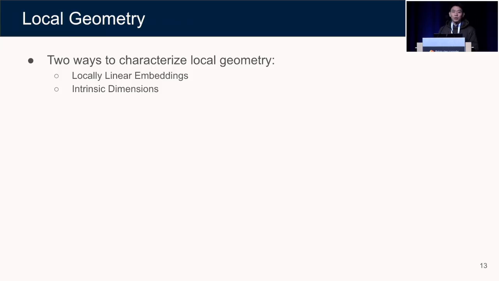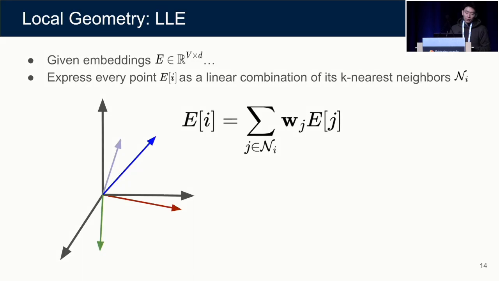Now if we were to talk about local geometry, we characterize local geometry 2 ways. One is with what's called locally linear embeddings, or LLEs. The other is to define an intrinsic dimension measure. So starting with LLEs, the idea here is quite simple. For each of our token embeddings, we're going to take its k nearest neighbors, and we're going to reconstruct each embedding as a weighted sum of its k nearest neighbors. So that's what this W vector is here.